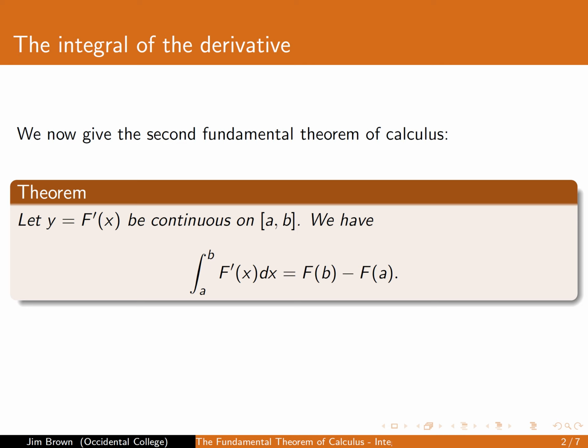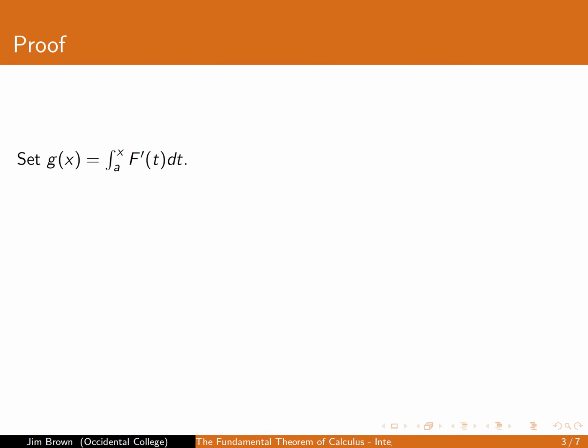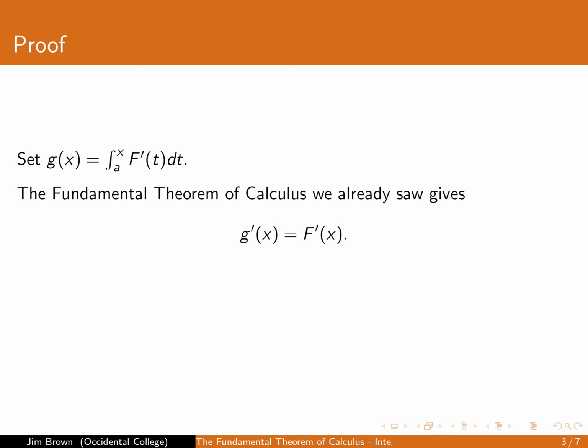So let's go ahead and sketch a proof of this. It's not particularly hard based on what we've already done. Let's start by defining a function g of x, just like we did in the previous video about the first version of the fundamental theorem of calculus, except now what we're integrating is the function f prime of t. So we know from the first version of the fundamental theorem of calculus that if I take the derivative of g, it's just that inside function evaluated at x, so g prime of x is just f prime of x in this case.